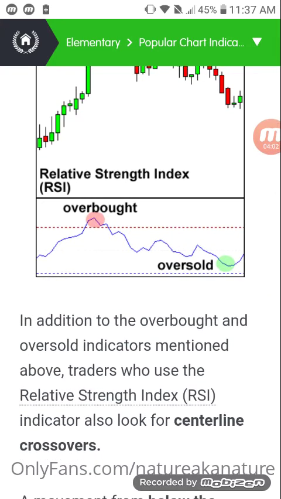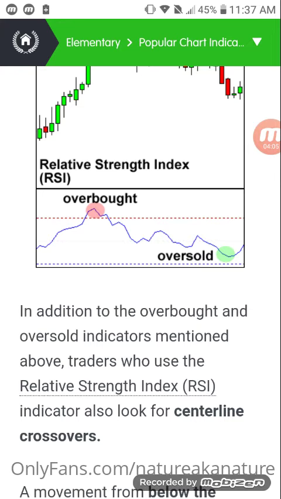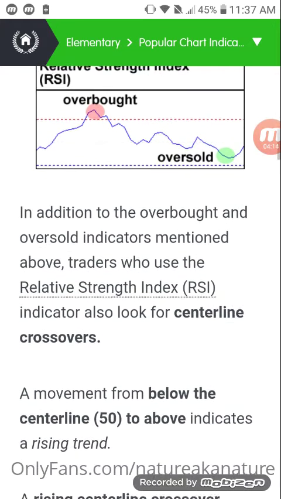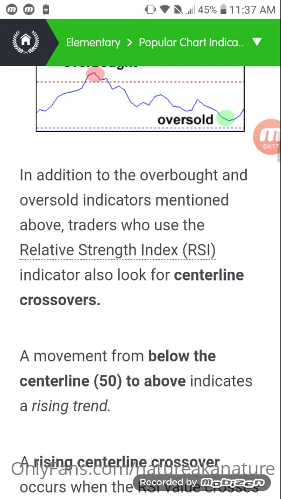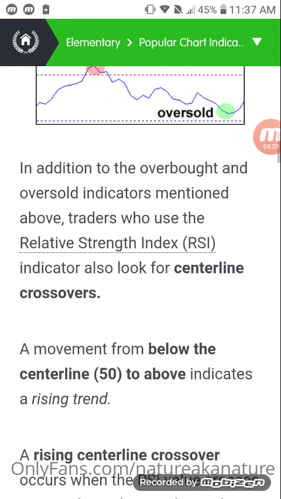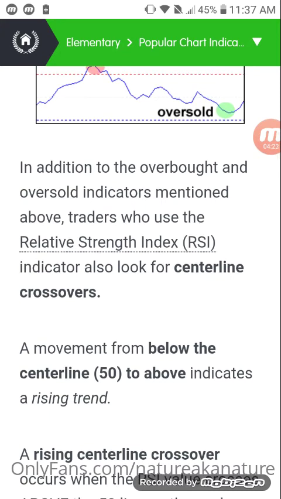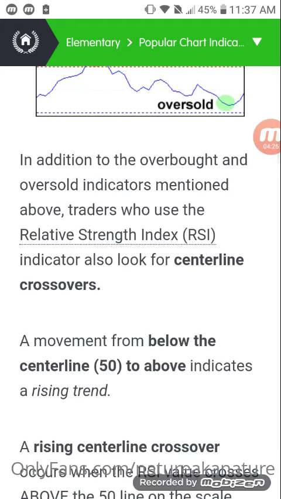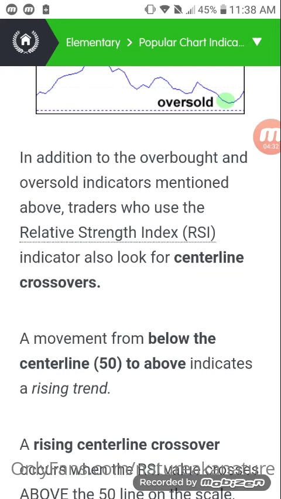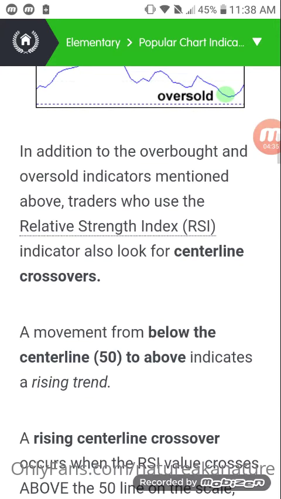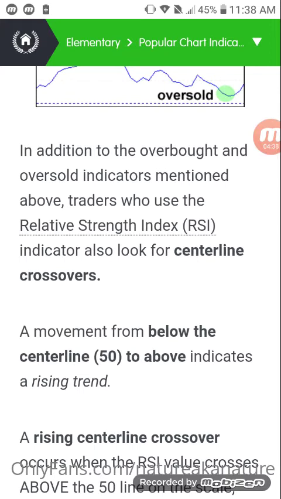In addition to the overbought and oversold indicators mentioned above, traders who use the Relative Strength Index also look for centerline crossovers. A centerline crossover is a movement from below the center line, the 50 line, to above it, which indicates a rising trend. So if the movement is below it and then rises to the 50 line and starts to rise past the 50 line, then it indicates a rising trend.